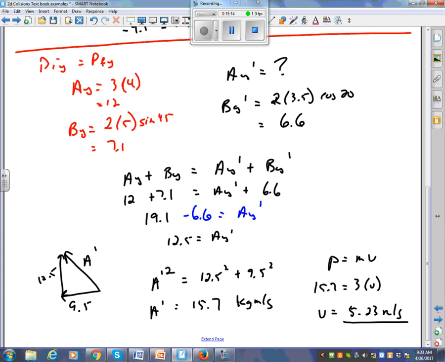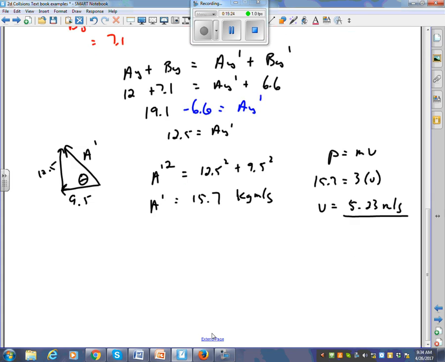Caleb says no. Why not? Yeah, find the angle. Yep. Inverse tan, opposite over adjacent, 12.5 over 9.5. That's tan minus 1. Second function tan, bracket, 12.5 divided by 9.5. 52, we'll say 53. West, 53 north.